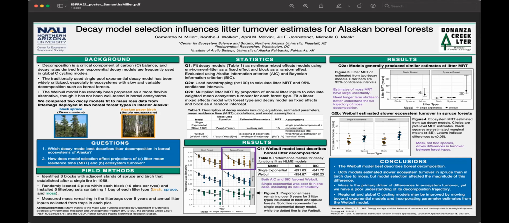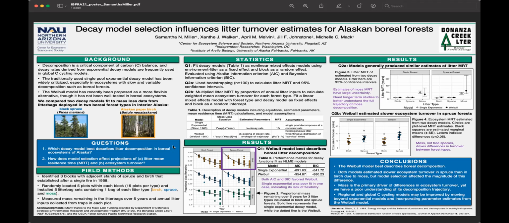I have a question, Samantha. So on your mean residence time, there's a lot of error associated with moss mean residence time in the spruce forest, but not as much in the birch forest. Do you know what's going on there? That's a good question. I'm not sure what's going on there because they look kind of similar. I think, yeah, I don't know.